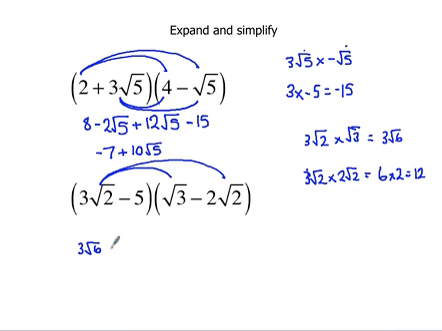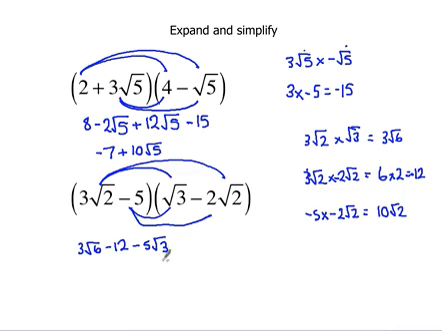But I've ignored the negative there, so that should be minus 2 root 2, in which case it'll have to be minus 12. Then I've got minus 5 times root 3, which is just going to be minus 5 root 3. And then we've got minus 5 lots of minus 2 root 2. So minus 5 times minus 2 root 2, and that will be 10 root 2. And that's a positive.